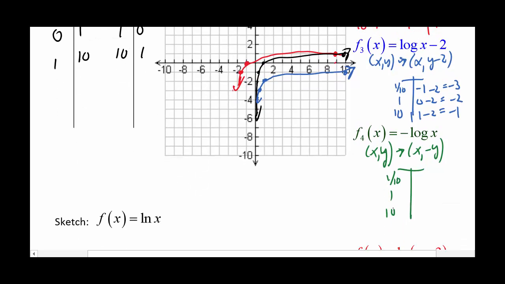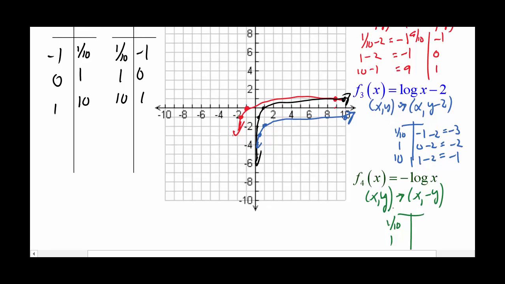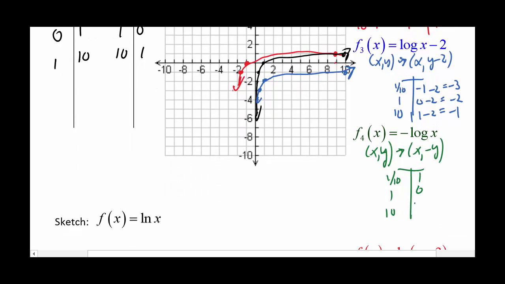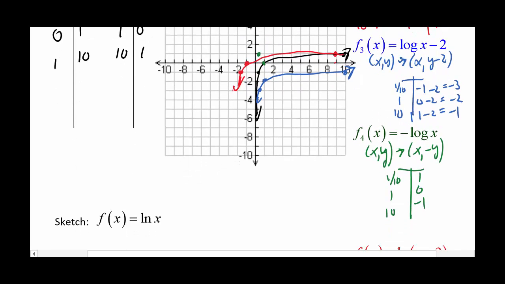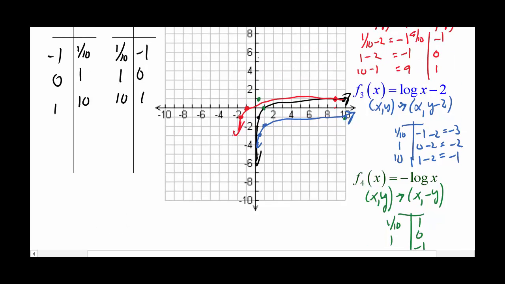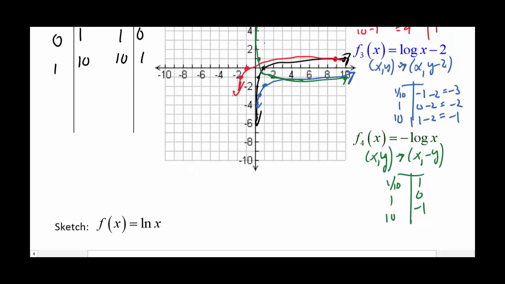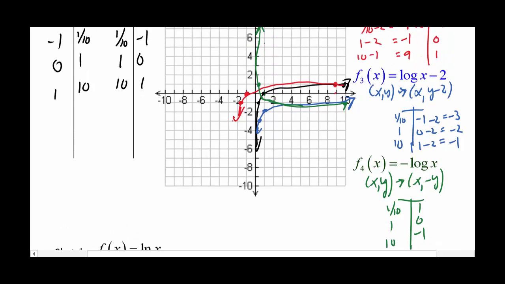And we go from 1, 0, negative 1. Okay. So 1/10, 1 puts me there. 1, 0 puts me right there. And 10, negative 1 puts me there. So it's going to curve down. And that's what that does.